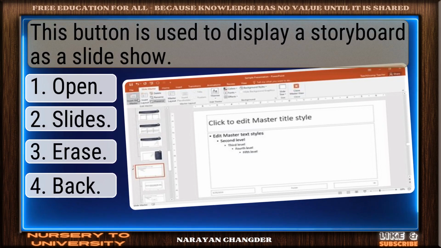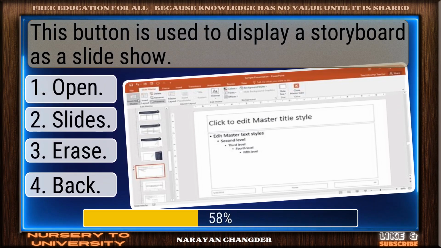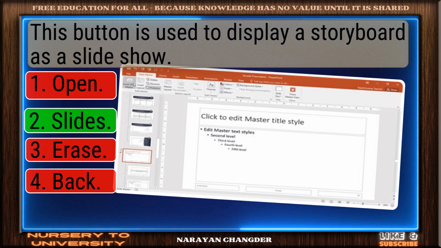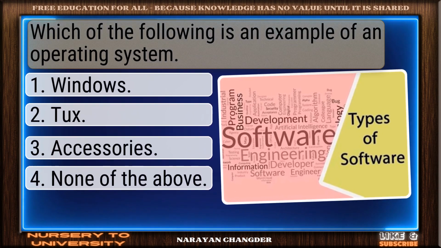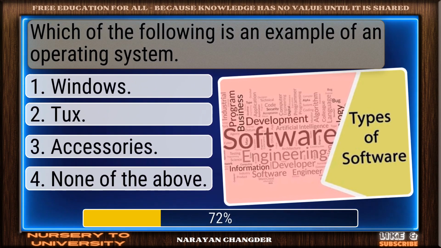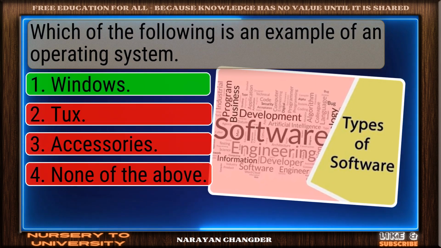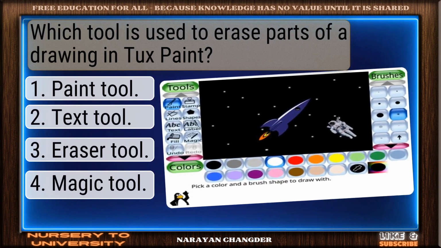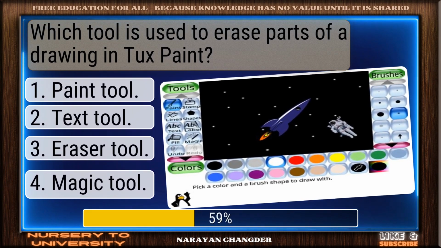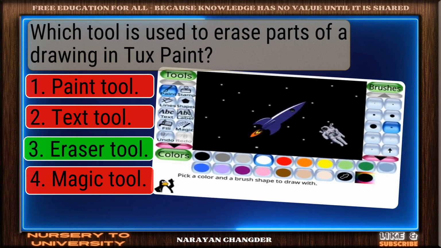This button is used to display a storyboard as a slideshow. Clear logic. Slides is sound. Which of the following is an example of an operating system? Nice selection. Windows is correct. Which tool is used to erase parts of a drawing in Tux Paint? Nicely done. Eraser tool is solid.